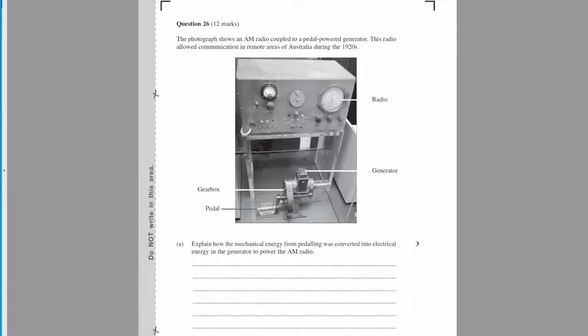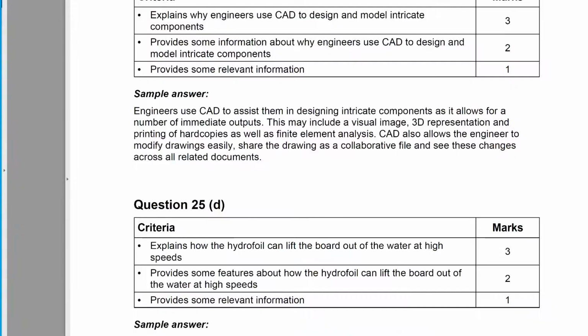explain how. So, that's not bad. What we could say is because the movement of the pedal turns a generator, the generator will induce current into the coils of wire relative to the static magnetic fields. This electricity can be used to power the radio. I'm going to give that 3 marks.